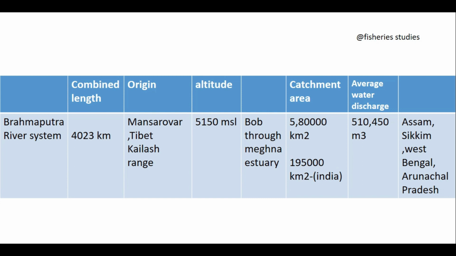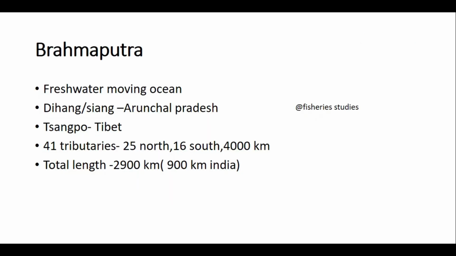Brahmaputra river system. Its combined length is 4023 km. Its origin is Mansarovar, Tibet, in the Kailash range. It drains into the Bay of Bengal through the Meghna estuary. Brahmaputra is called the freshwater moving ocean. Brahmaputra's names are more important. It is called Tsangpo in Tibet, Dihang or Siang in Arunachal Pradesh. Remember these names, they are more important. It has 41 tributaries, 25 in the north and 16 in the south.